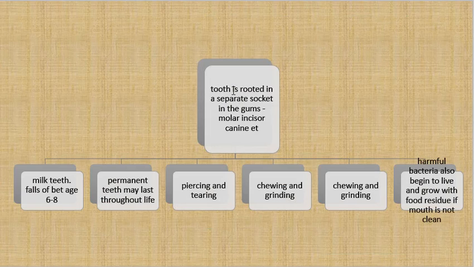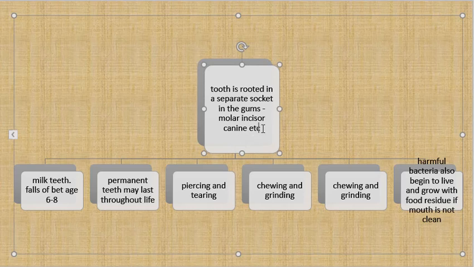The tooth, or teeth in the plural, is rooted in a separate socket in the gums, the teeth socket. Molar, incisor, canine, etc. are the types of teeth. Milk teeth fall between the age of 6 and 8. Milk teeth come when you are 1 or 2 years old, you start getting teeth. They are called milk teeth.